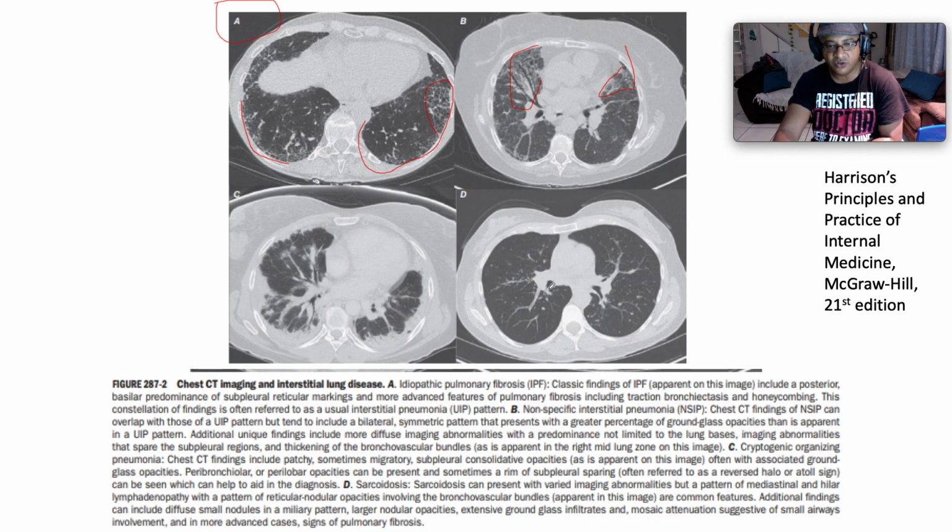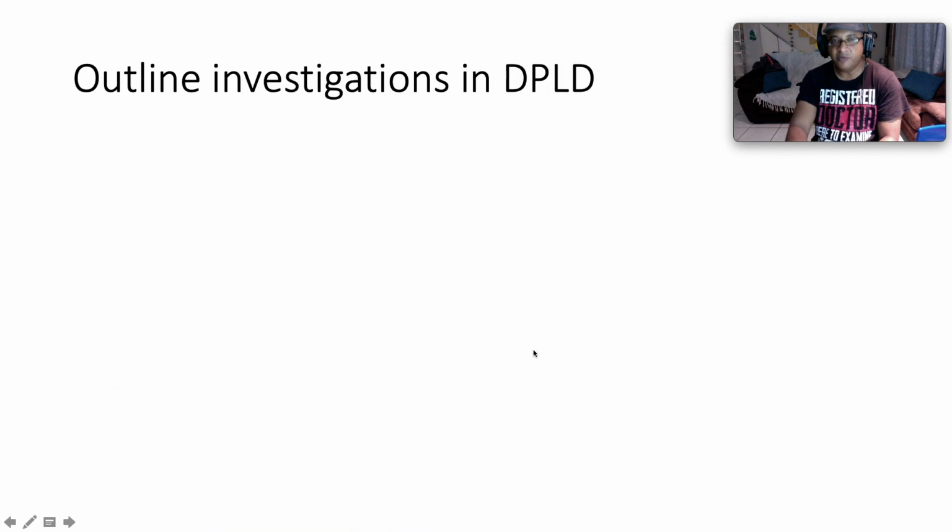Sarcoidosis is shown in picture D. It has varied imaging abnormalities, but a pattern of mediastinal and hilar lymphadenopathy. So the key thing here is mediastinal and hilar lymphadenopathy, okay? Other findings include diffuse small nodules in the miliary pattern, large nodular opacities, extensive ground glass infiltrates, mosaic attenuation suggestive of small airway involvement, and in more advanced cases, signs of pulmonary fibrosis.